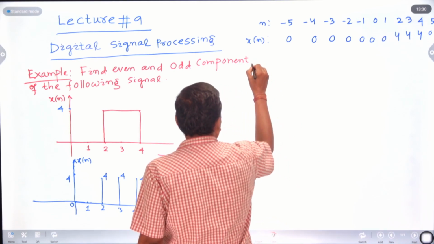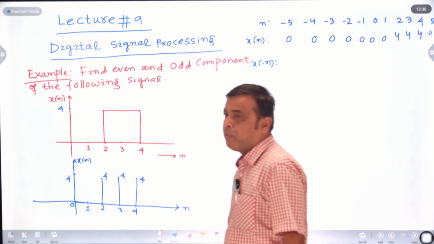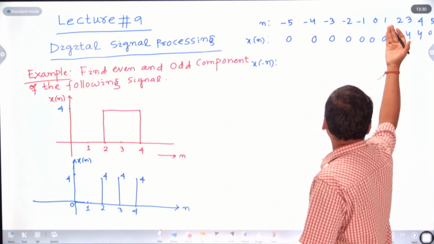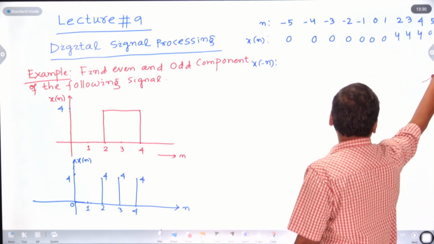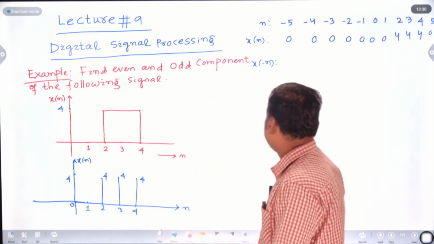Then we will calculate x of minus n. This is also folding. Whatever the value at n equal to 0 stays as it is, and whatever the values at n equal to 1, 2, 3, 4, 5, they are the same at n equal to minus 1, minus 2, minus 3, minus 4, like this.